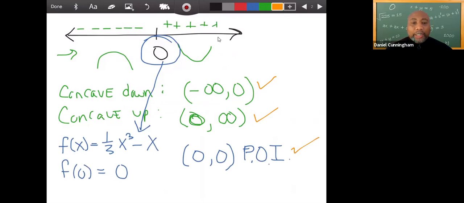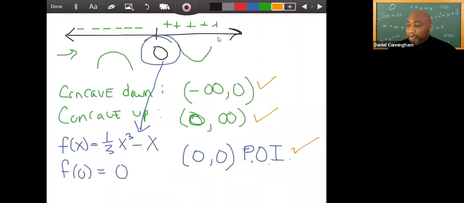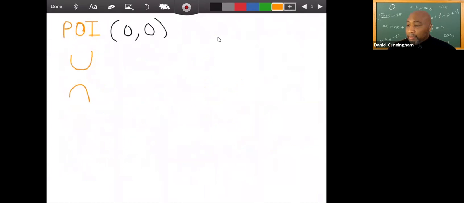Now notice the three checks I have: concavity, concave down and concave up, and a point of inflection. Now we can graph this. Looking at what we have here, we have our point of inflection at (0, 0). We have concave up and concave down. Let's go back to what we wrote down before. The concave up is from 0 to infinity.